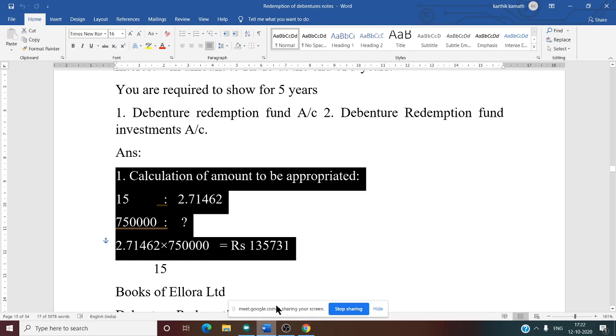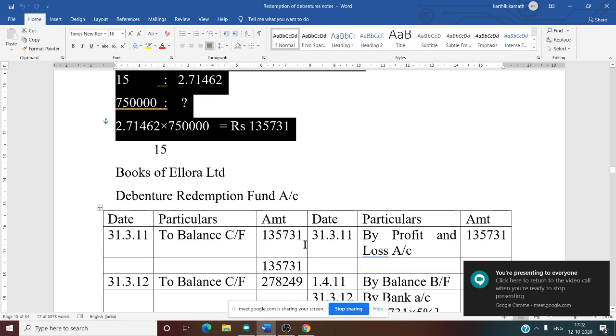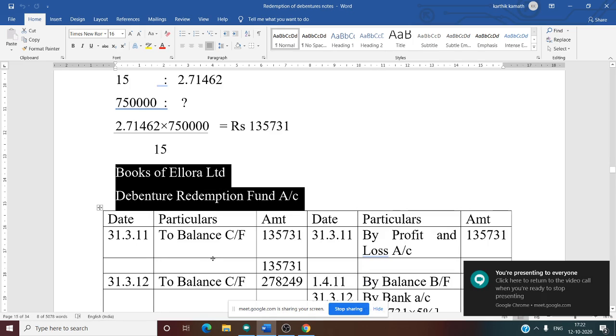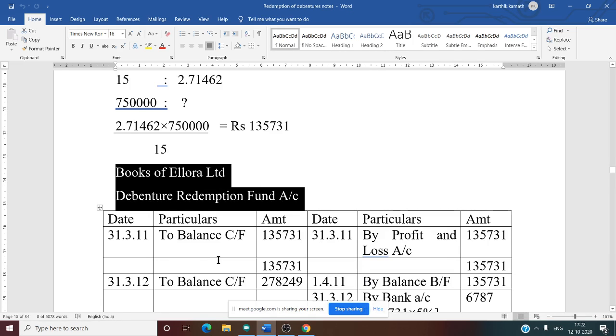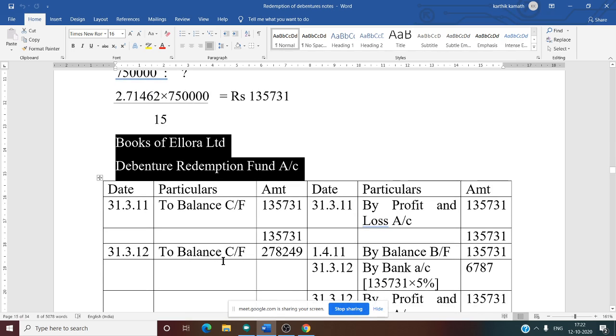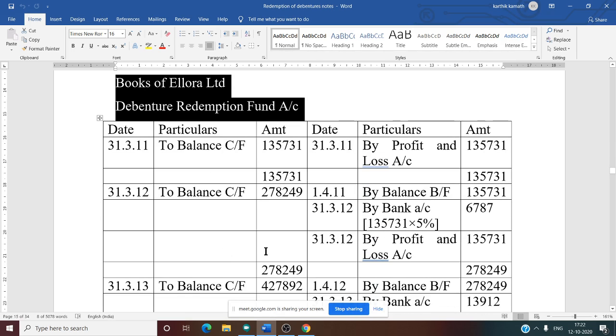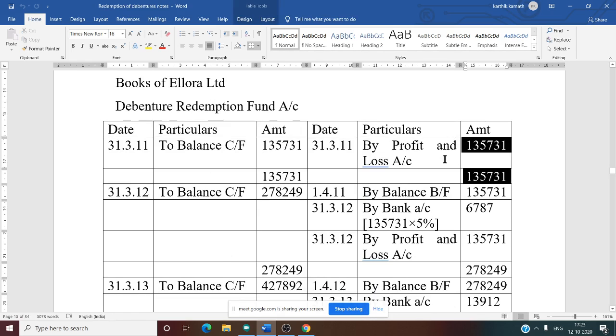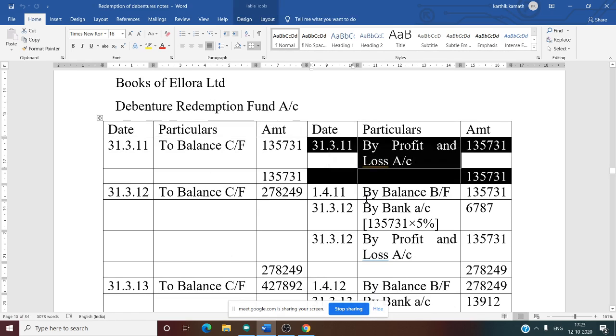After that, directly we need to prepare the ledger account. In the books of Ellora Limited, they have asked for the debenture redemption fund account. We know that the debenture redemption fund account has a credit balance. So at first year end, investments are made at the year end, and the profit amount is also appropriated at the year end. So at the year end we need to write. First year is 2010-11.